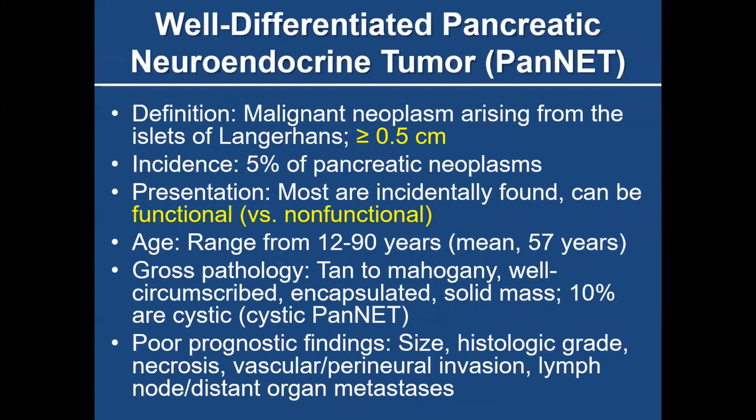Now, by far, most neuroendocrine neoplasms of the pancreas are well-differentiated pancreatic neuroendocrine tumors. These neoplasms are defined as a malignant neoplasm arising from the islets of Langerhans and greater than or equal to 0.5 centimeters. Patients can present with a PNET at any age. However, younger patients are usually syndromic, such as those with MEN1 syndrome. In addition, clinical symptoms can vary depending on whether the neoplasm is functional or non-functional.